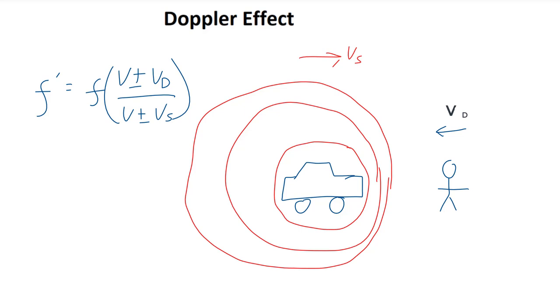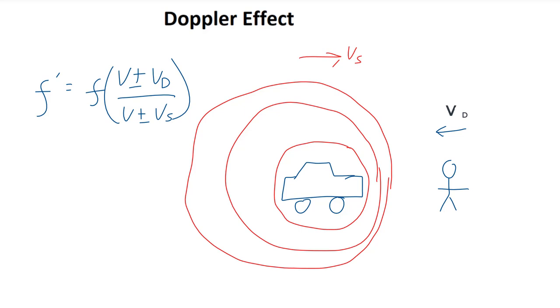Of course, we have to be careful here because there are four different possibilities. The source can either be moving away or towards the observer, and the observer can also be moving towards or away from the source. The sign convention here, and you must know this for the MCAT, is as follows. When the detector is moving towards the source, v sub d is positive. When the detector is moving away from the source, v sub d is negative.